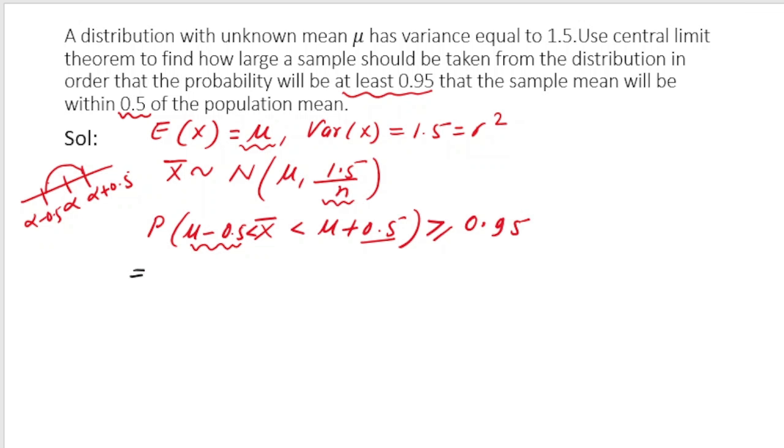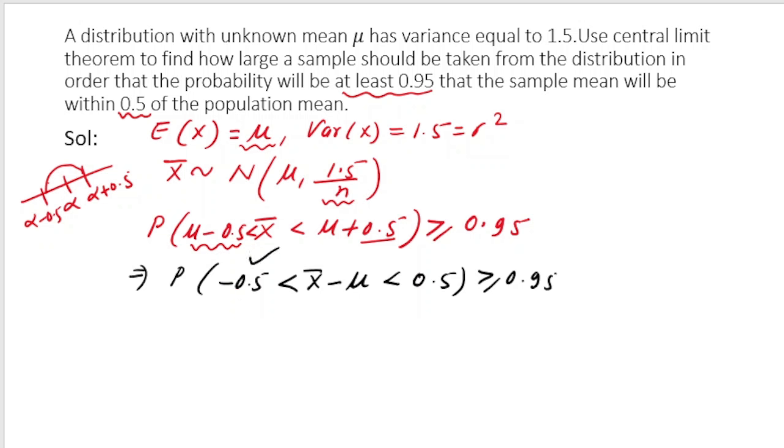So this can also be written as x bar minus mu should lie between minus 0.5 and 0.5. Will you agree to this? I hope you will agree, because here I have taken mu to this side, so it becomes x bar minus mu. Someone can directly write this also if he is clear that if it lies within 0.5, it means the difference x bar minus mu should lie between minus 0.5 and 0.5.